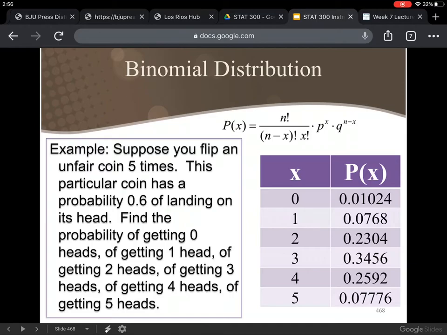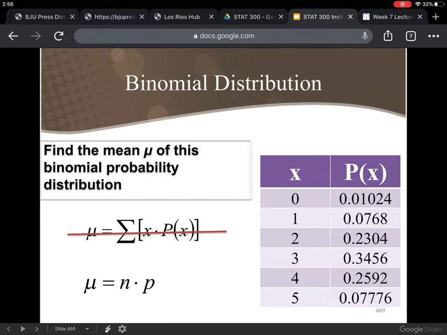The mean is actually given by the number of trials times the probability of a success on each trial. Instead of using this formula right here to find the mean, the average amount of heads, you can use this formula, n, which is the number of trials, 5 in our case, times p, which is 0.6, and that would give you the average amount of heads, which 5 times 0.6 is 3. And you can guess 3 is almost dead center right here, right? The average you should get or expect would be 3 heads among 5 coin tosses.